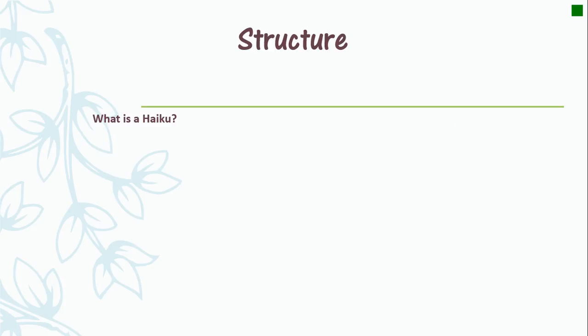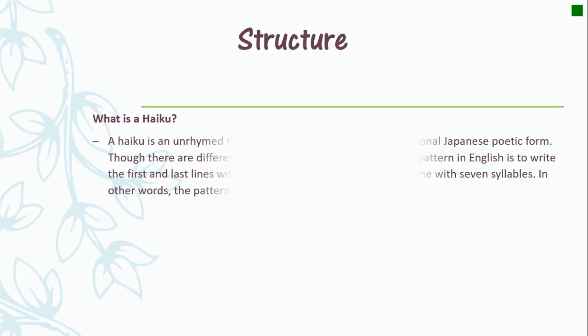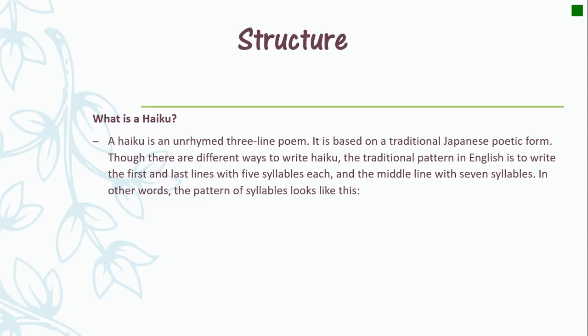So let's talk about the structure of a haiku. What is a haiku? A haiku is an unrhymed three-line poem. It is based on a traditional Japanese poetic form. Though there are different ways to write haiku, the traditional pattern in English is to write the first and last lines with 5 syllables each, and the middle line with 7 syllables. In other words, the pattern of the syllables looks like this.